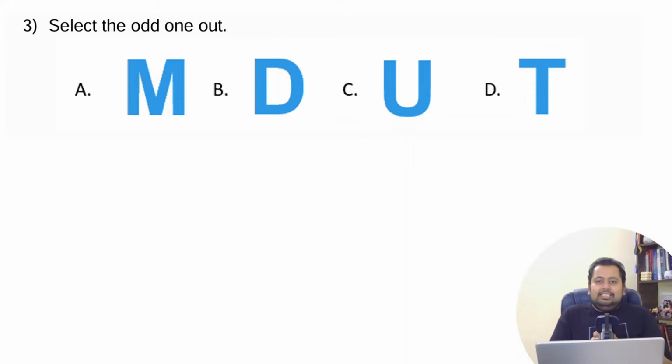Great. I think it's an easy one. The odd one out over here is option number C, that is U. All the other letters that are given over here are consonants. U is the only vowel over here, and that is why option number C is the correct answer.